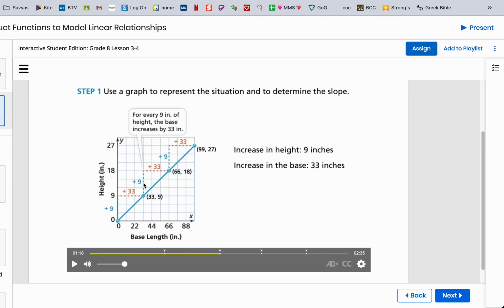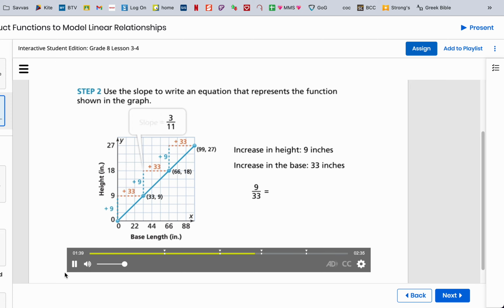That should feel familiar. We've been doing this for weeks now. This is just rise over run, and they're using that to find the slope of the line. So the slope of the line is the change in height, which is 9 inches, divided by the change in base length, or 33 inches. The slope is 9 divided by 33, which simplifies to 3/11.